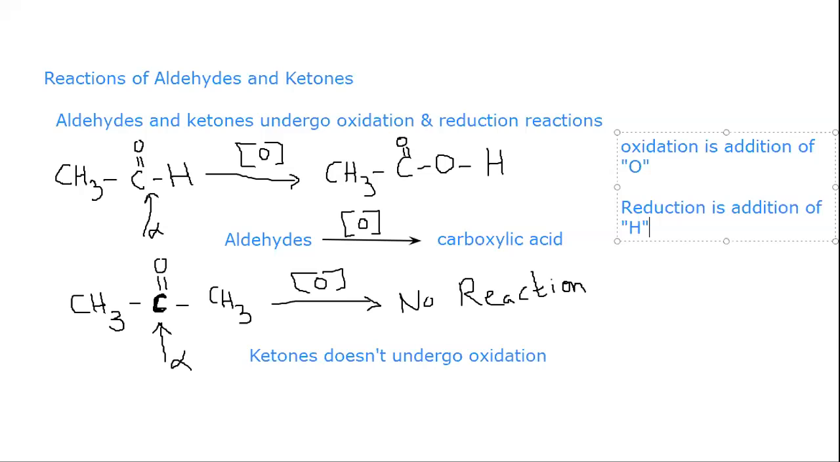Now, please look at here. Aldehydes on oxidation will give carboxylic acid. Ketones on oxidation will give nothing, no product, because there is no hydrogen on the carbonyl carbon. Let's do some example problems.